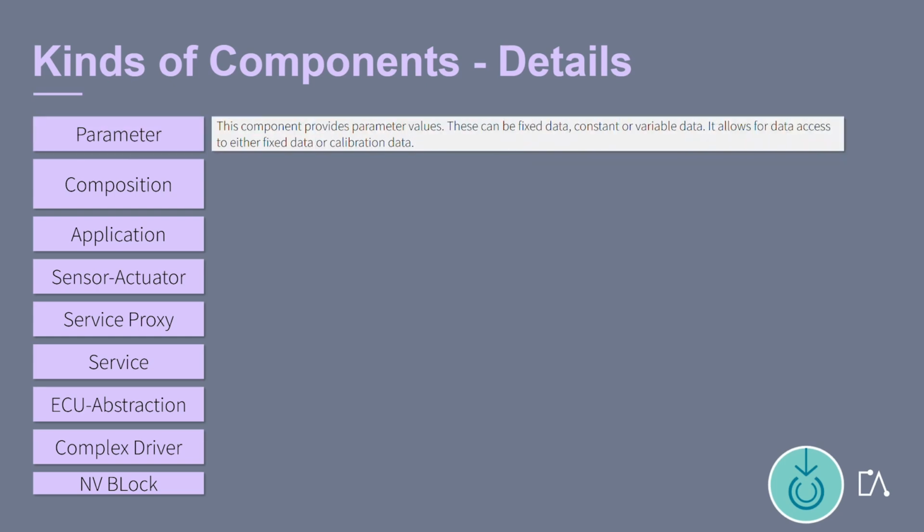The parameter component provides parameter values. These can be fixed data, constant or variable data. It allows for data access to either fixed data or calibration data.